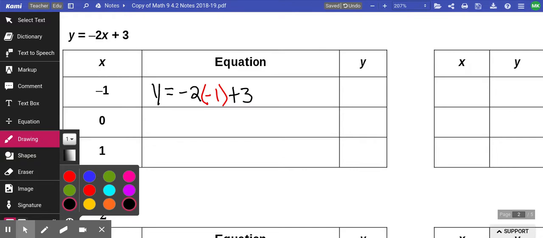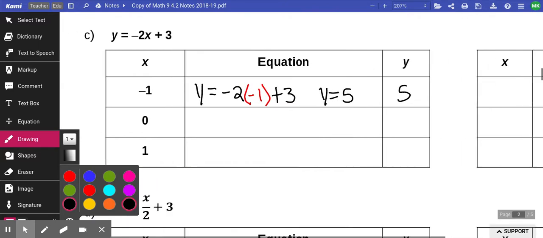What this means, this is -2 times -1 plus 3. -2 times -1, negative times a negative becomes a +2, plus 3 is 5. That means my y value for that equation is 5. So I now have a point for my graph. I have -1, 5.